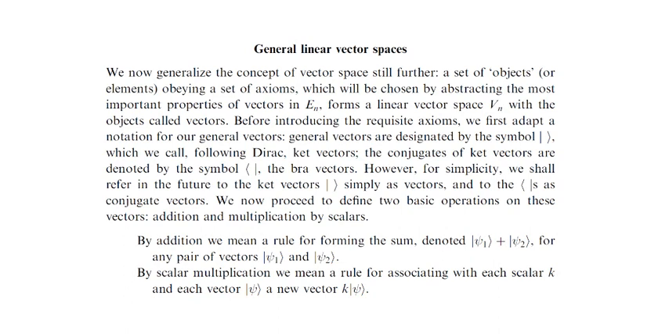For any pair of psi 1 and psi 2, if they can be added by such a rule to obtain a sum, then this operation is called addition of two vectors. Now, by scalar multiplication, we just mean that if you take a particular psi and multiply it with some scalar, you get a new vector called k psi. So these are two operations which we define, which we require as we progress with the discussion of linear vector spaces.